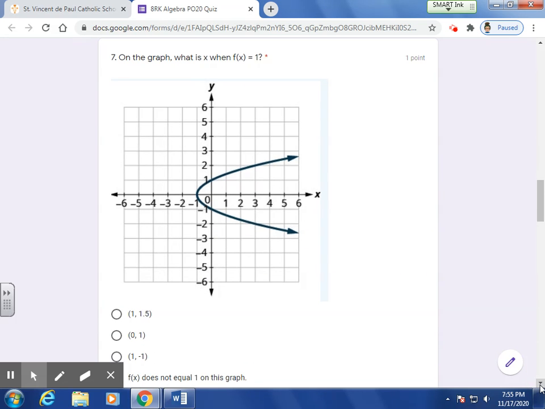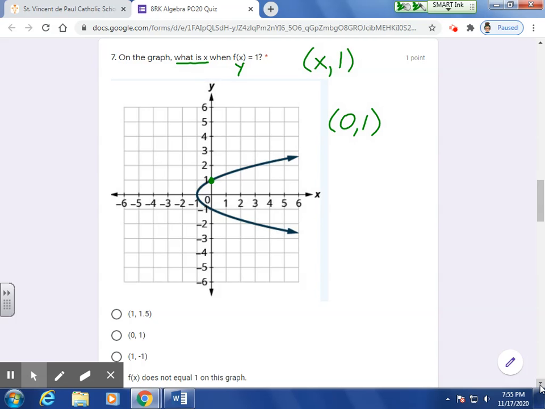Number 7, on the graph, what is x when f of x equals 1? So remember now, what is x when y equals 1? In this case, we've got an ordered pair. We don't know what x is. That's why it's asking you for it. We know the y value is 1. So we go to the graph and look for a y value of 1. On the y-axis, positive 1 is right there. Just so happens we're on the graph, which makes our x value 0.